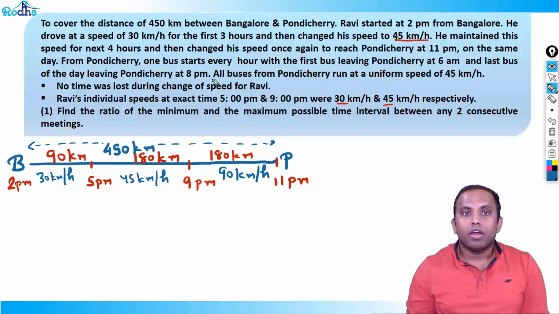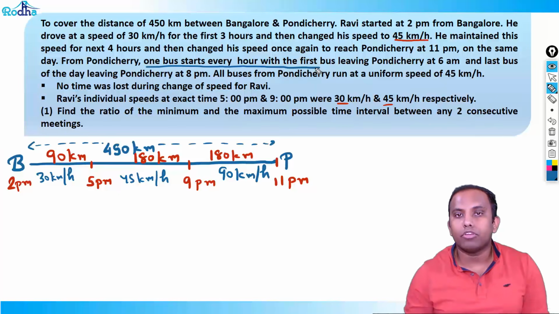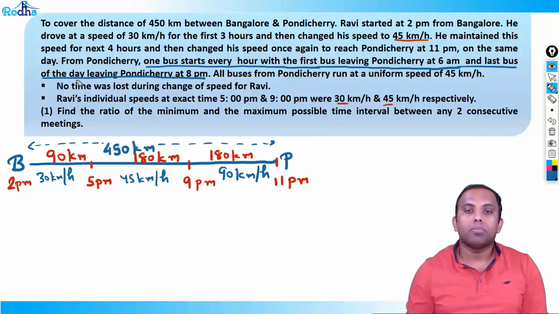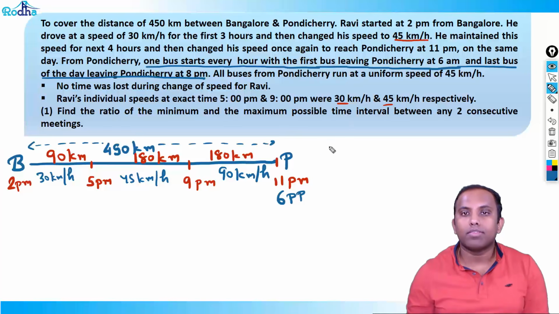Now see here about buses. From Pondicherry, one bus starts every hour, with the first bus leaving Pondicherry at 6 a.m. and the last bus of the day leaving Pondicherry at 8 p.m. So from 6 a.m. to 8 p.m. buses are going from Pondicherry to Bangalore.